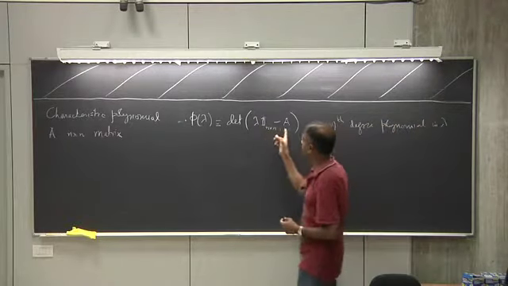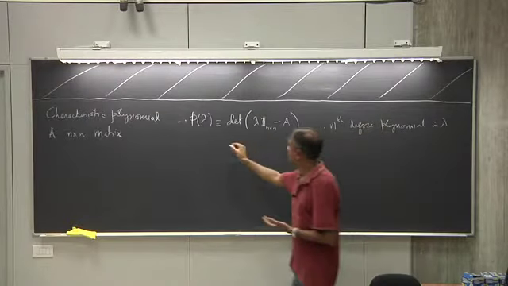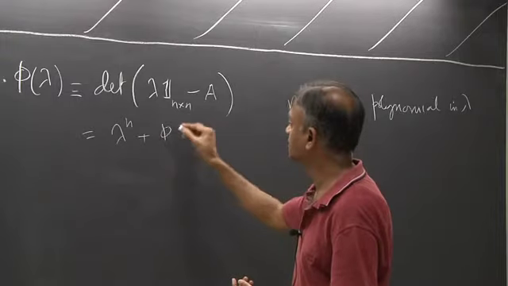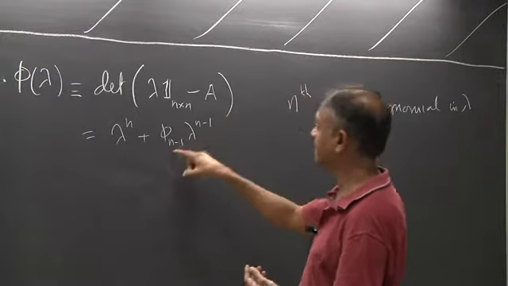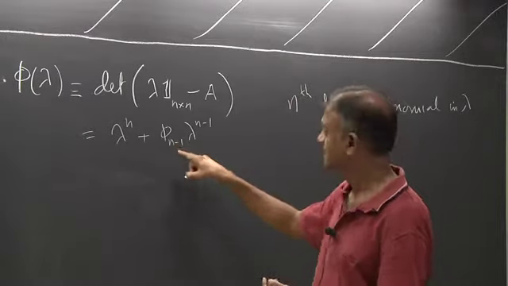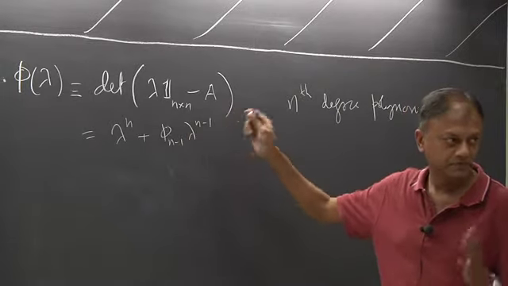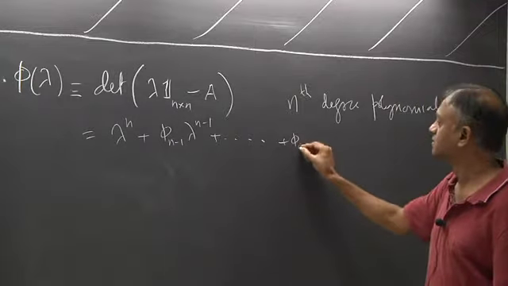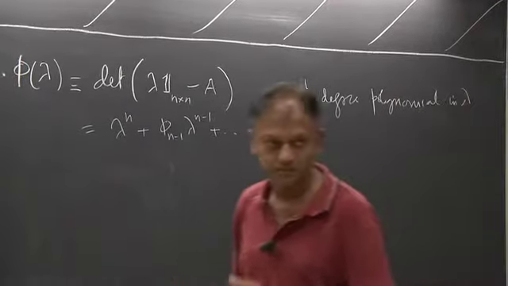It's simply because it's an n by n determinant, so the highest power is lambda to the n. It starts as lambda to the n plus some lower coefficient phi_{n-1} lambda to the n minus 1. These are constant numbers. They depend, of course, on the matrix A, but given a matrix A they are some numbers, all the way up to phi_0 times 1. So this is the characteristic polynomial.